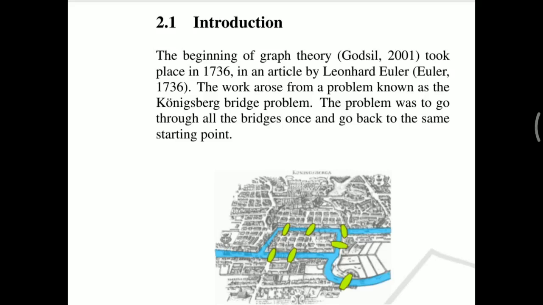Now the introduction to graph theory and its history. Graph theory was introduced in reference to an article published in 1736 by Leonhard Euler. The work arose from a problem known as the Königsberg bridge problem, from which the graph DBMS concept evolved. The problem was to go through all the bridges once and go back to the same starting point.